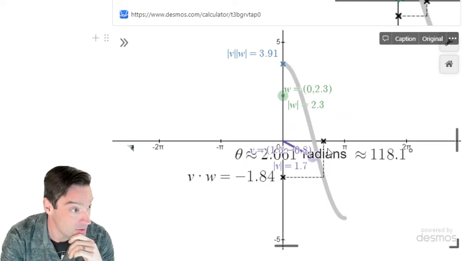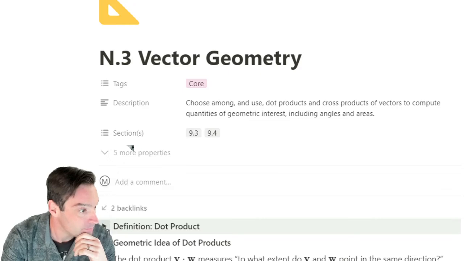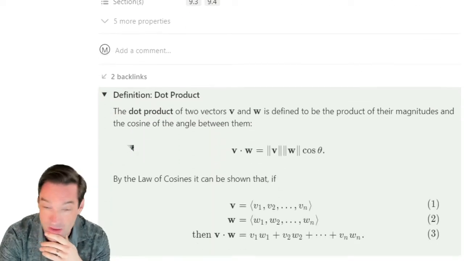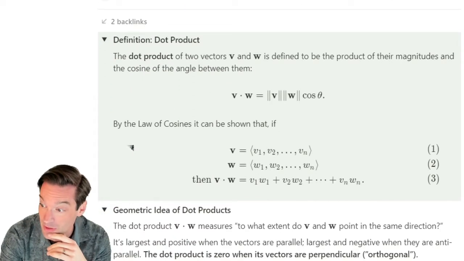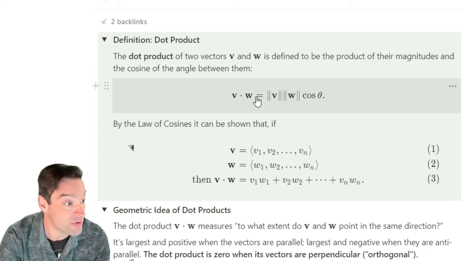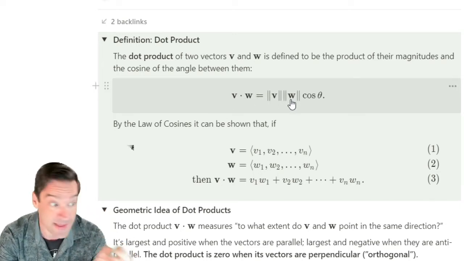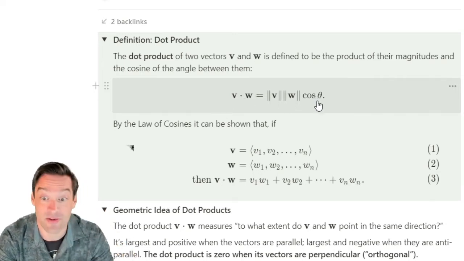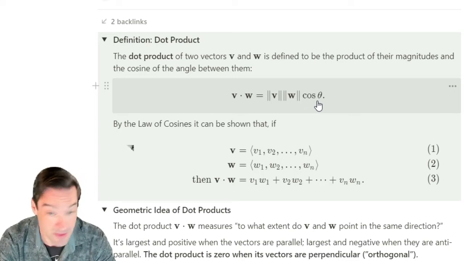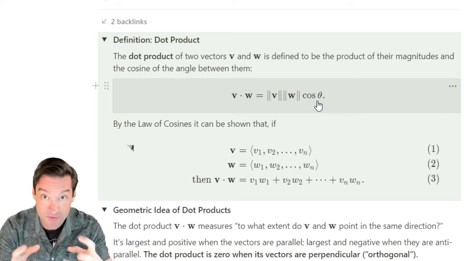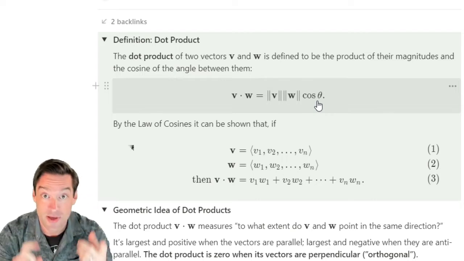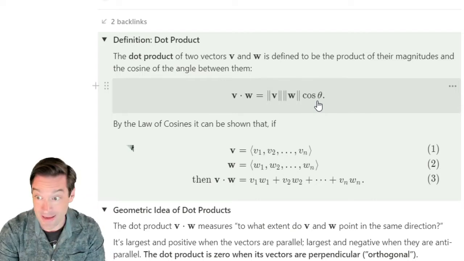So all of this is to say that the geometric idea of what a dot product is and how we can compute a dot product is that the dot product of two vectors is the product of their magnitudes multiplied by the cosine of the angle in between them. So this is the more specific way that a dot product carries information about both lengths and angles at the same time.